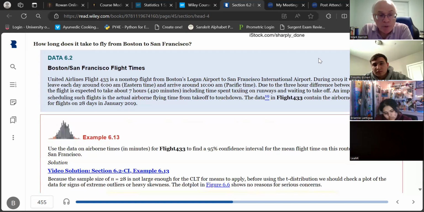All right, so the question says here, use the data to find a 95% confidence interval for the mean flight time on this route from Boston to San Francisco. Now, the particular data is actually in an Excel file. You all know how to find these files now in STAT02260. It's called Flight 433. And there's 28 entries.